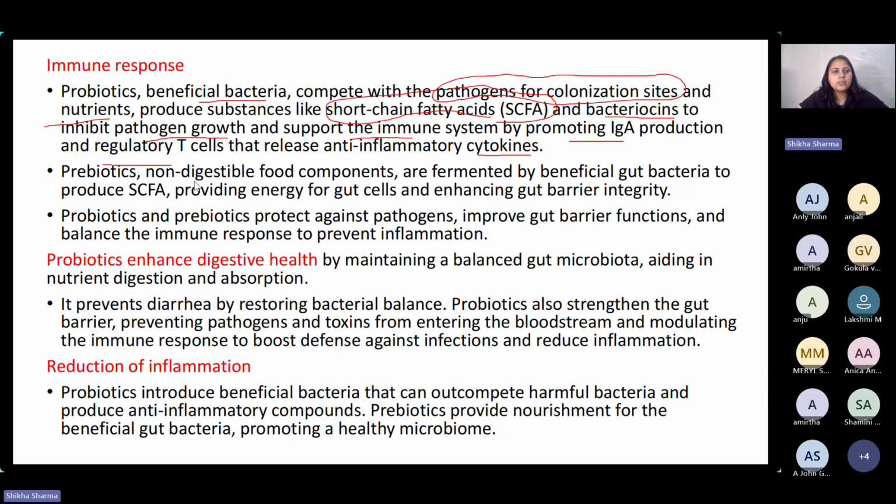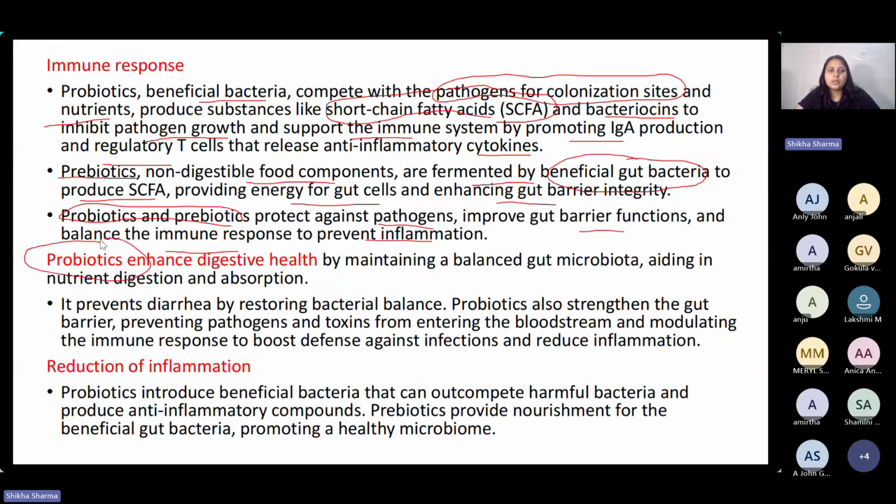Then these prebiotics, which are the non-digestible food components, are fermented by these beneficial gut bacteria to produce short chain fatty acids, and they provide the energy for the gut cells and enhance the gut barrier integrity. These prebiotics and probiotics protect against pathogens, improve the gut barrier function, and balance the immune response to prevent inflammation.